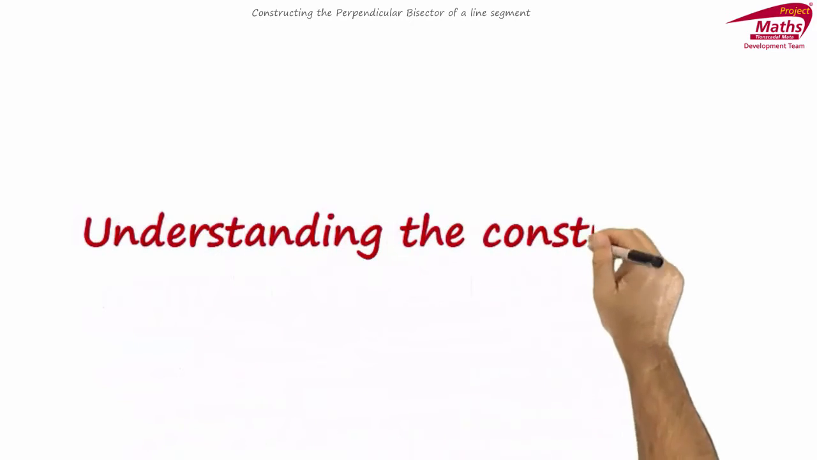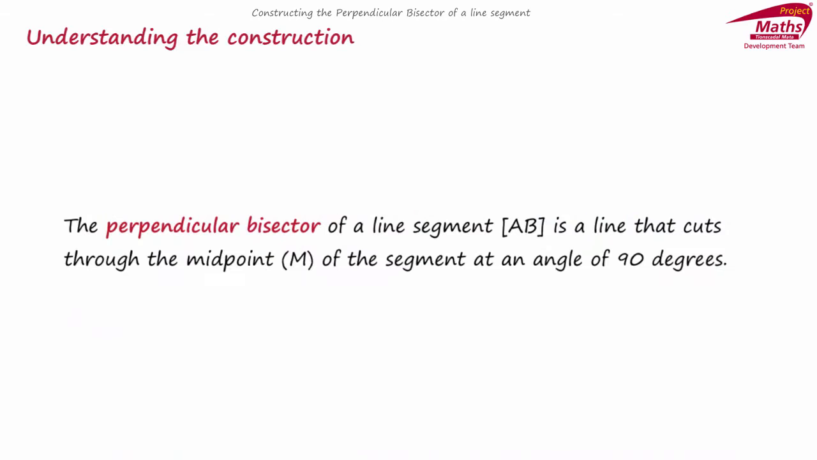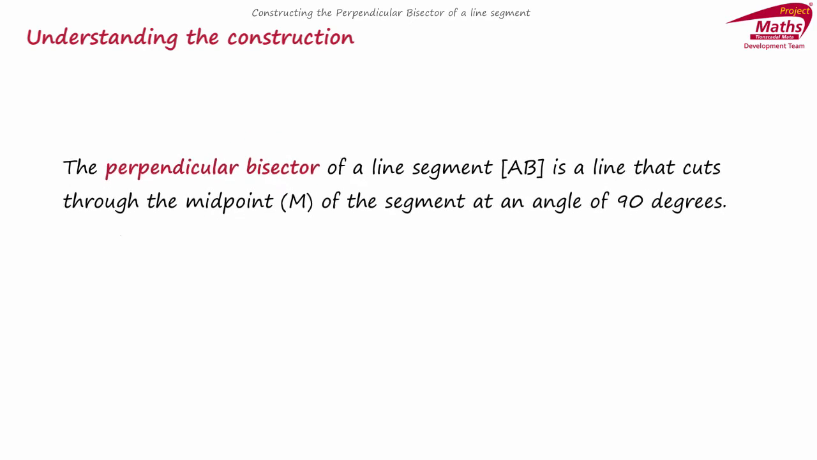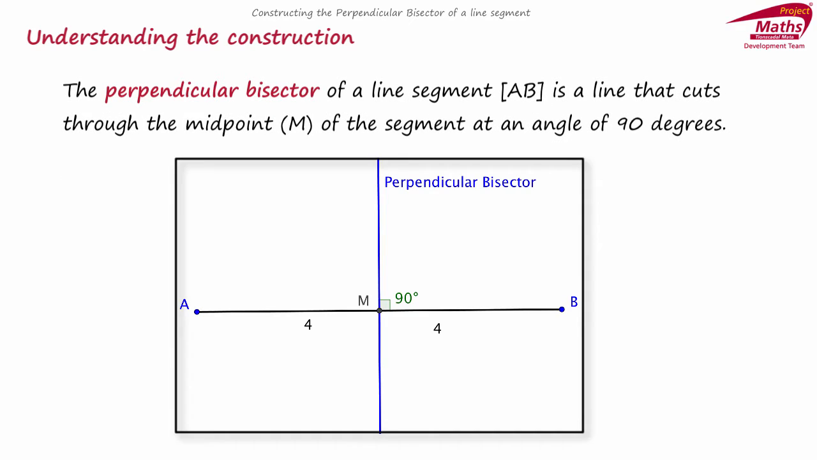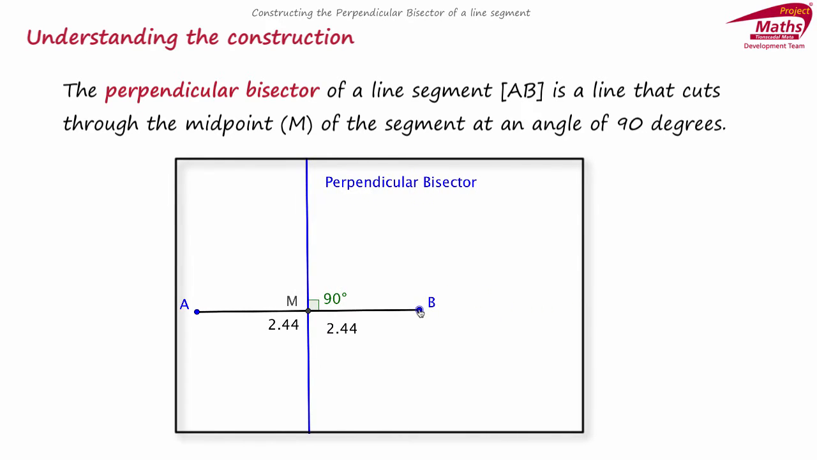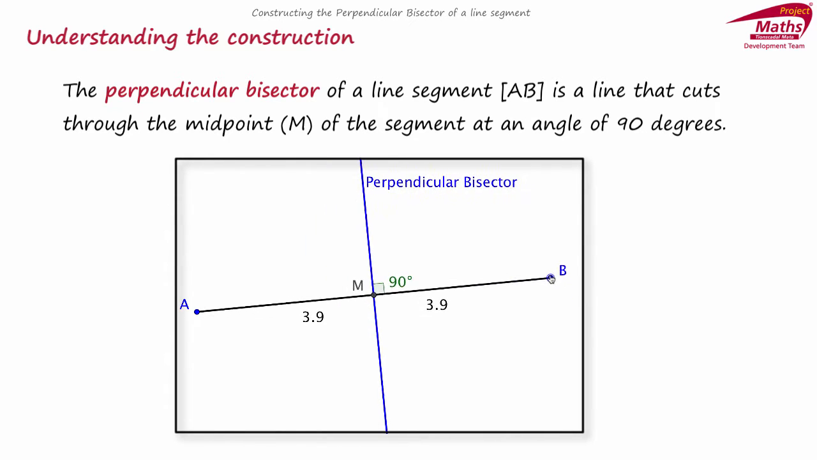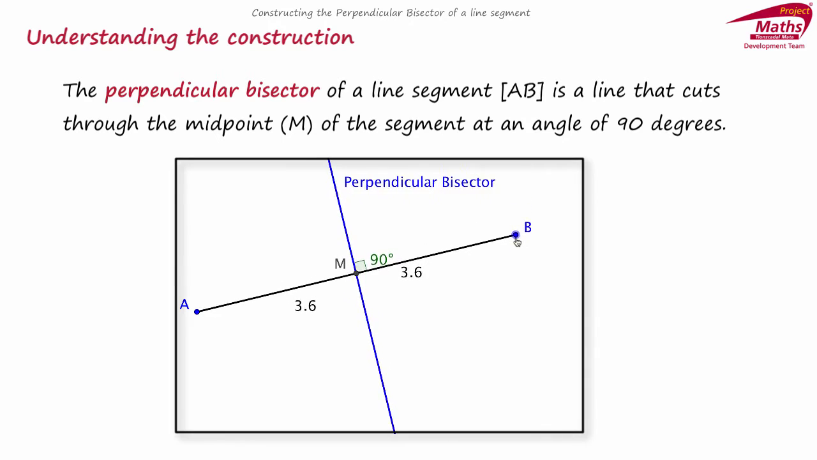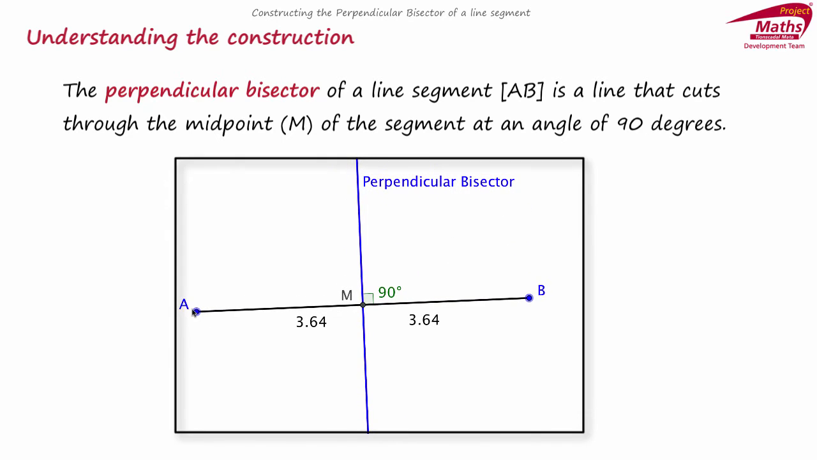Understanding the construction. The perpendicular bisector of a line segment is a line that cuts through the midpoint of the line segment at an angle of 90 degrees. Therefore, it is both perpendicular to the line segment and it bisects the line segment.